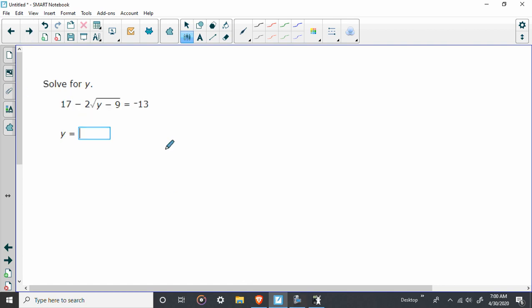All right, and the last one is just everything you could possibly have together, okay? So 17 minus 2 radical y minus 9 is equal to negative 13. Okay, so short of putting in decimals and fractions, this is about all the things you can do at our current level. So we're going to subtract 17 from both sides.